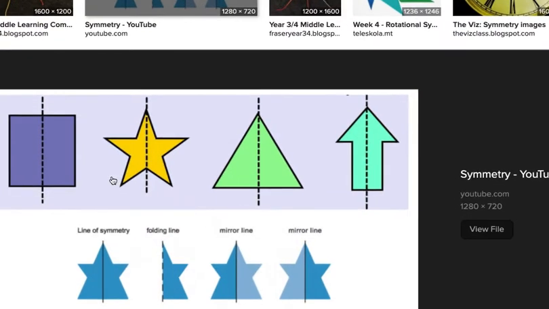So as I mentioned, there's symmetry with a line where something will be able to be cut in half or be cut with a line. And if we folded it over, it would mirror itself. It would have a mirror image or a reflected image of itself.